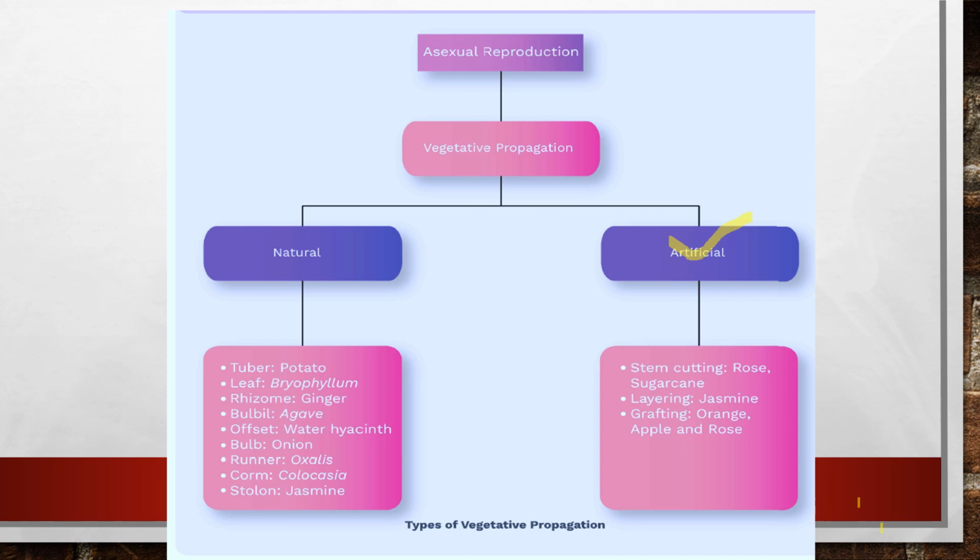The scion becomes part of the plant into which it is grafted, and the new plant developed bears flowers and fruit characteristic of the scion. So mango, rose, orange, guava are generally propagated by this grafting method.